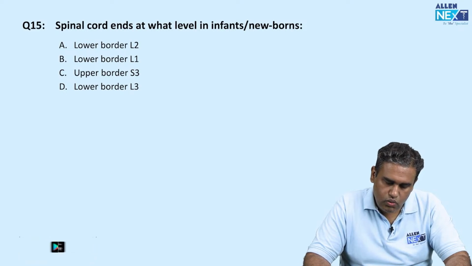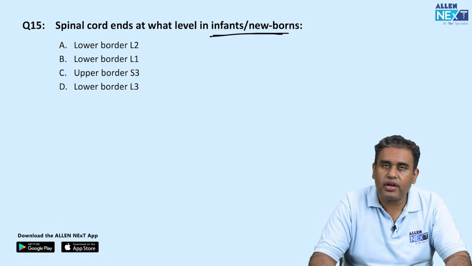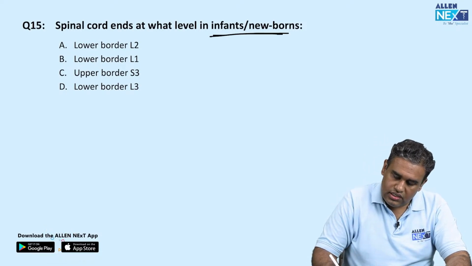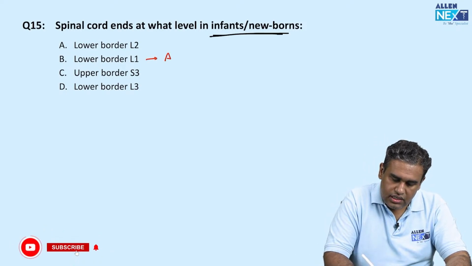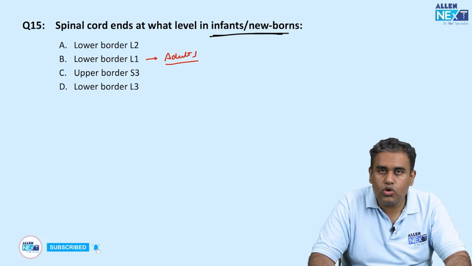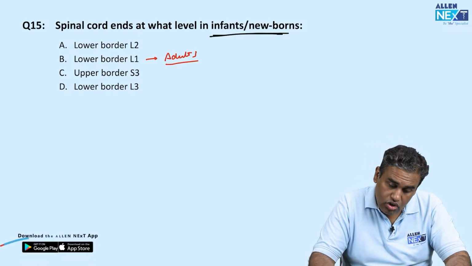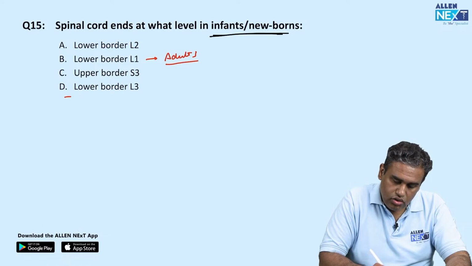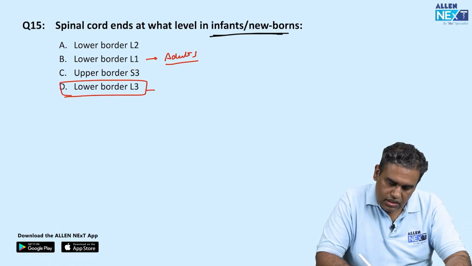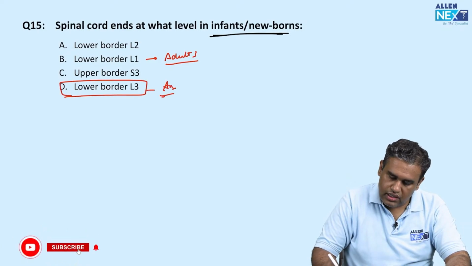The spinal cord ends at what level? This is the point. In adults, we know that the spinal cord ends at the lower part of L1 or L2. It can reach the body of L2 as well. But in a newborn or infant, it reaches the lower border of L3. L3 is the answer over here, the lower part of L3.